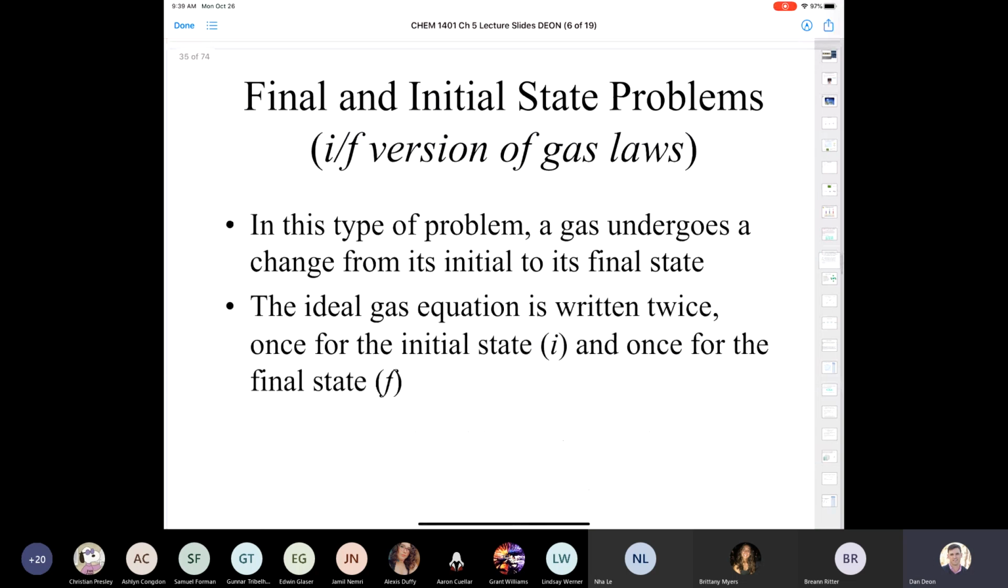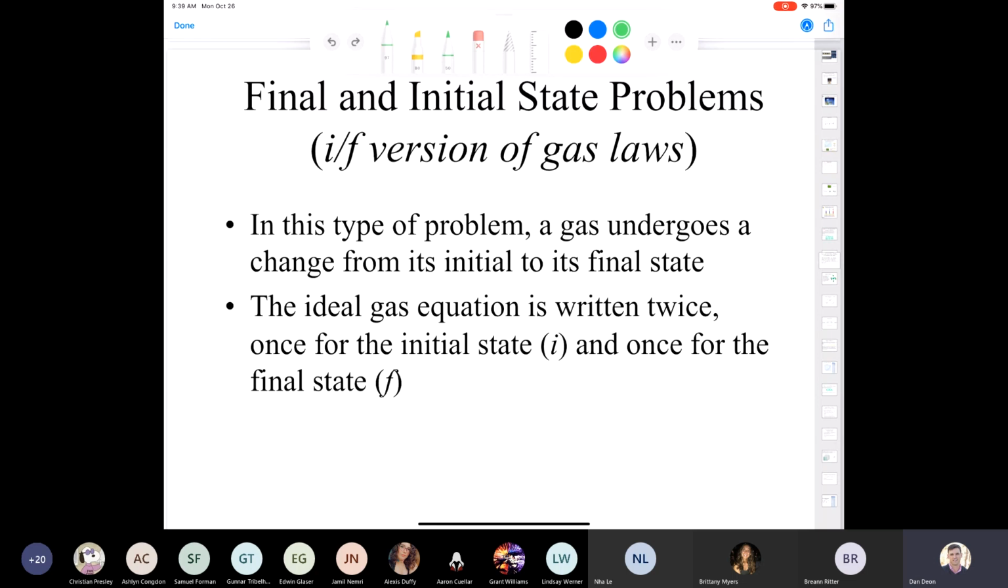Well, let's go back to that first bullet point, right? The Boyle's laws, the Charles laws, Avogadro, so on and so forth, right? And this is initial and final version of gas laws, right? Things where we were looking at the initial state of a gas and the final state of a gas. In this type of problem, a gas undergoes some kind of change from its initial to final state.